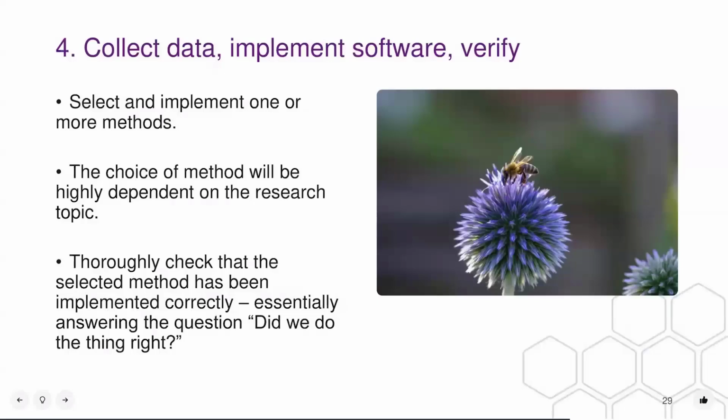So the next step that you'll have, step 4, is going to involve collecting data, implementing software, and verifying your process. So this is where we are going to select and implement one or more methods. Many of you might have thought about these methods in step 2. So maybe you thought, okay, web scraping or agent-based modeling or sentiment analysis. So this is where you implement these methods and you make sure that they work in the way that you expected. There's a lot of things that you encounter when you're doing a more computational project that you don't expect.